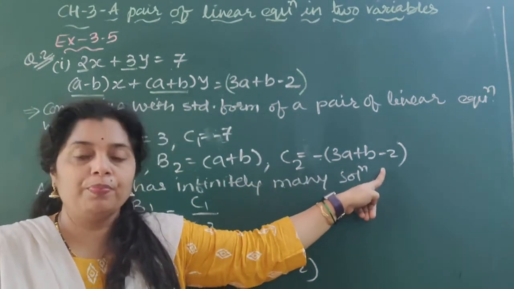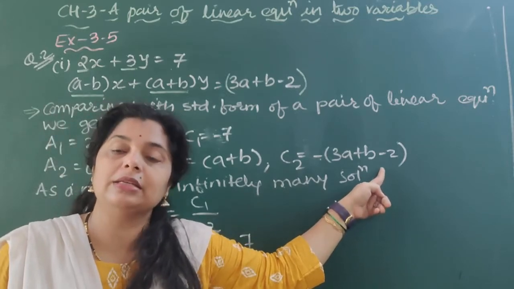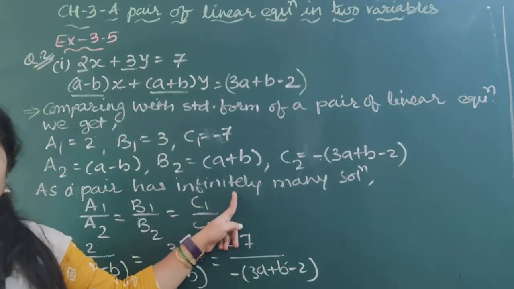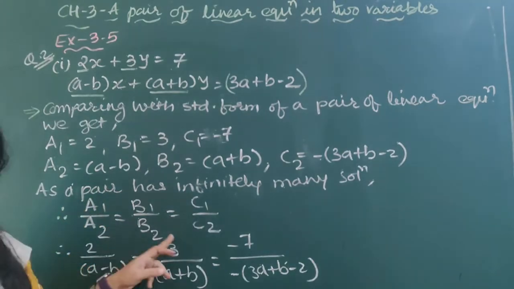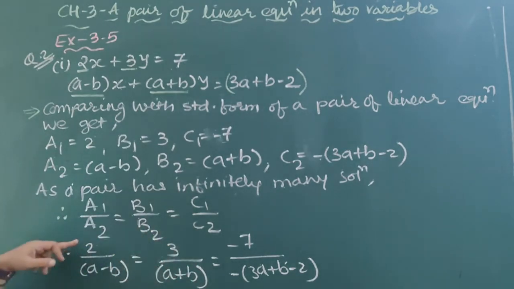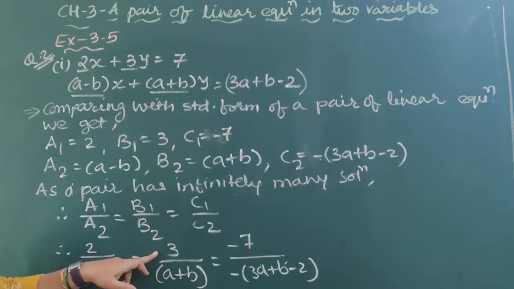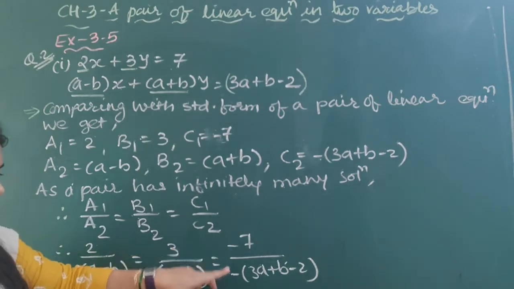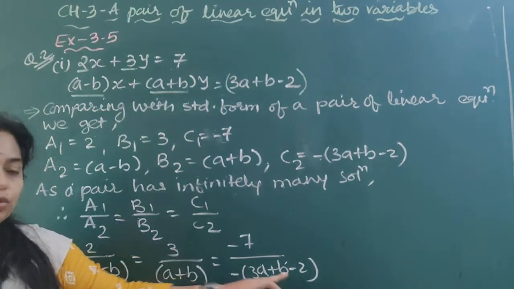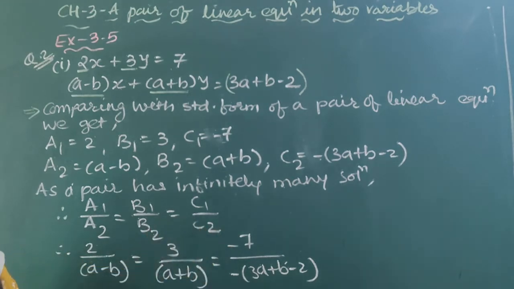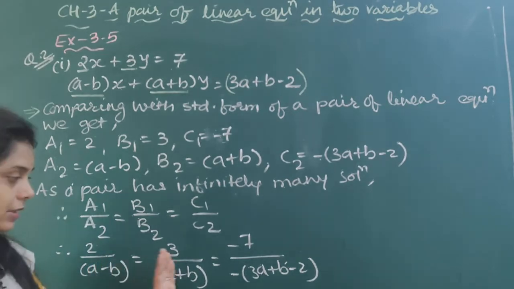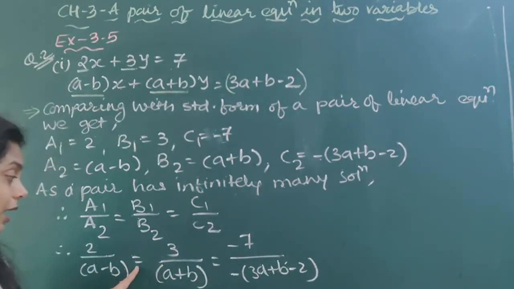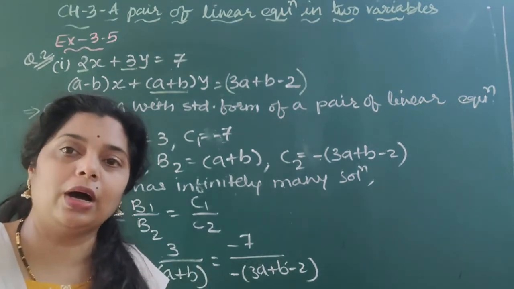Now as the given pair has infinitely many solutions, it is already given, and therefore we can say that A1 by A2 is equal to B1 by B2 is equal to C1 by C2. Now substitute the values. What is A1? It is 2, A2 is a minus b, B1 is 3, B2 is a plus b, and minus 7 over minus (3a plus b minus 2). So minus minus will be cancelled. Now after this, what do we have to do? As you can see, this is the first term, this is the second, and this is the third. All are equal. So the next step is to do a comparison.